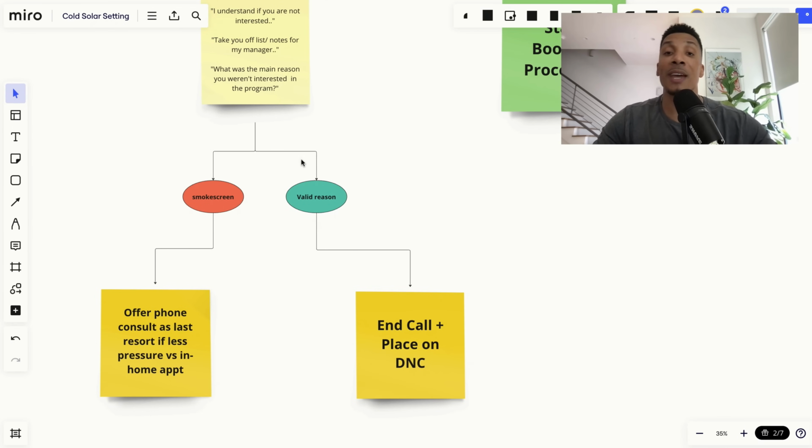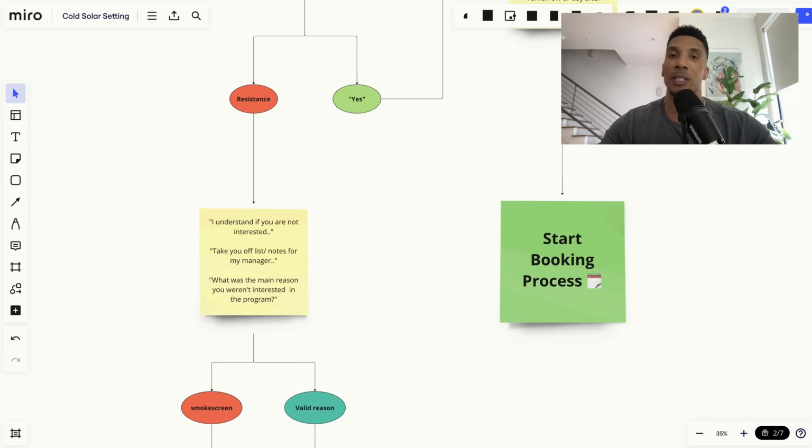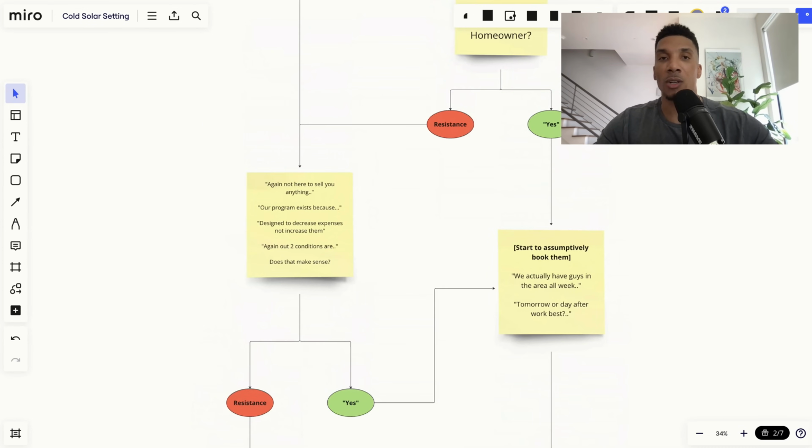Anyways, if they have a valid reason, in the call, place them on the DNC, okay? If they're, man, you know what, we're about to move next month. We just put the house on the market, like whatever it is, right? If they have a valid reason in the call, place them on the DNC, and, truthfully, do not call them again. All right, so let's go back up.